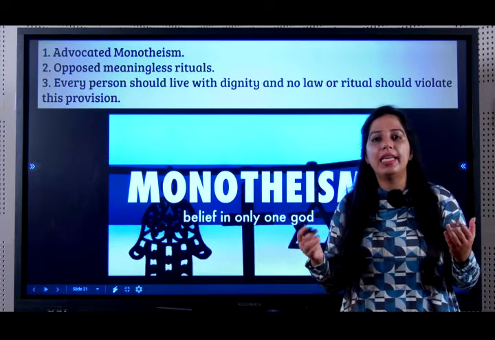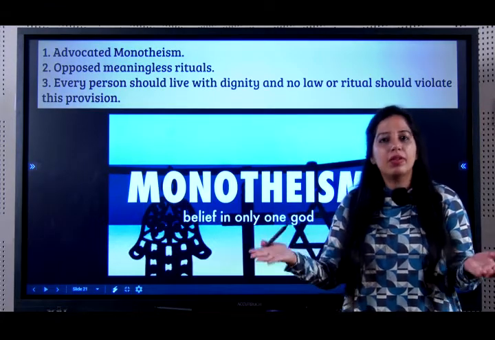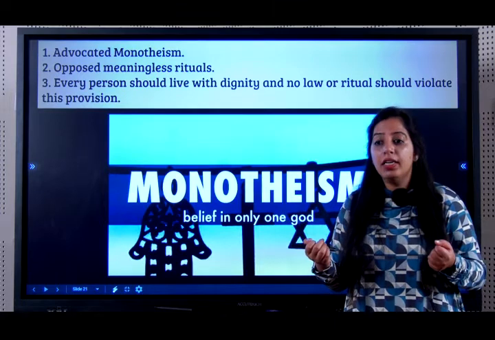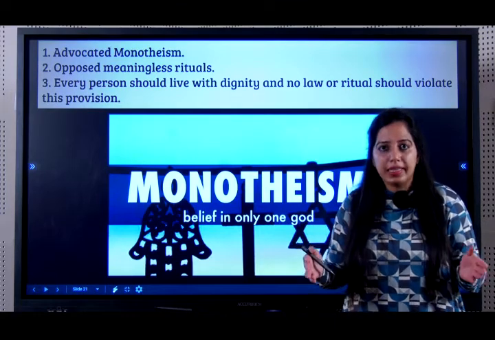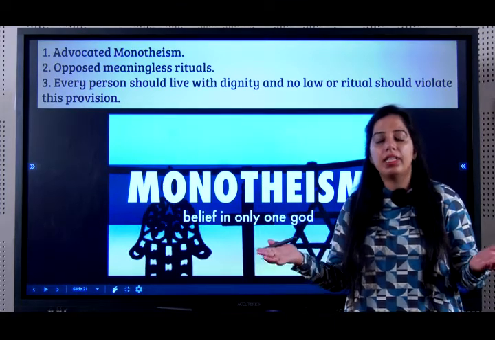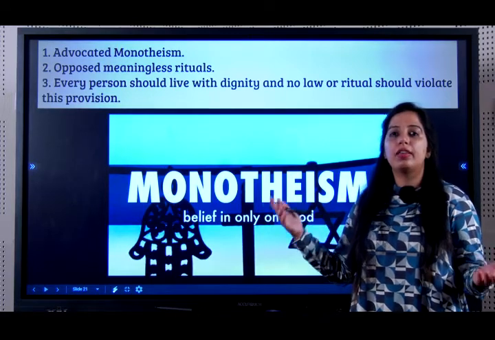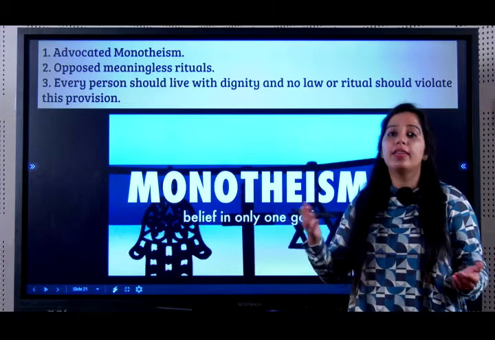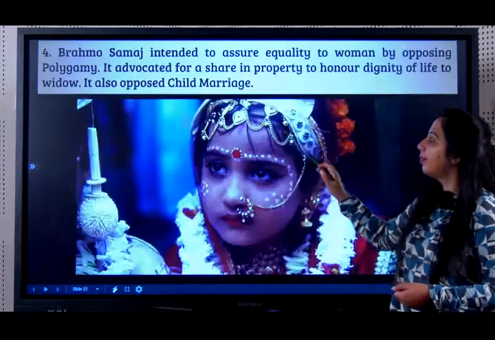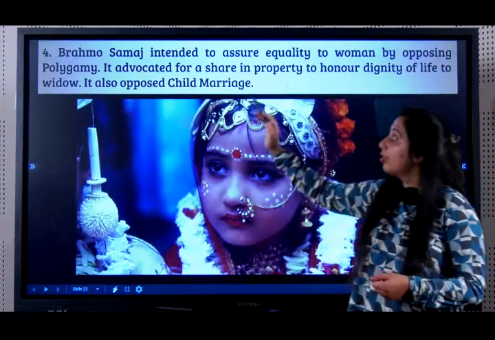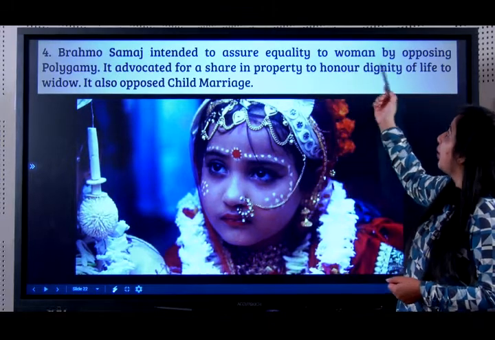This was mainly aimed at telling that just because someone is a Dalit or a Shudra, you cannot discriminate them. They have the right to live a life of respect and they can be considered equal under the law. They should be considered equal before the law. Brahmo Samaj intended to assure equality to women.